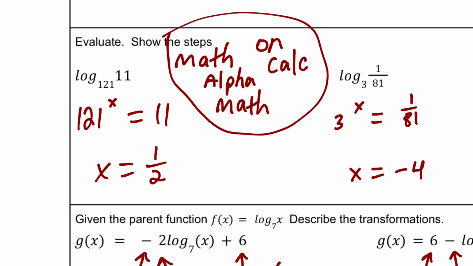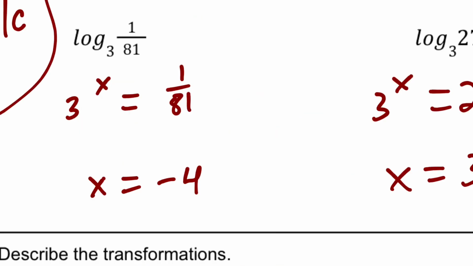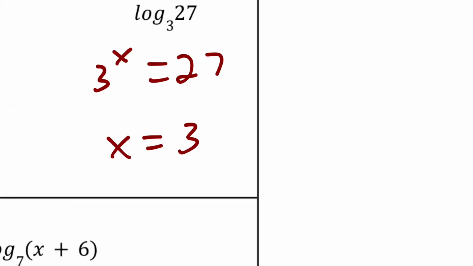If you want to solve this next section on the calculator, you can press Math Alpha Math, and that's pretty easy. Works really well. You can also think about 121 to what power gives you 11? Well, that's going to be the square root of 121, so that power is going to be 1/2. 3 to what power is 1 over 81? Well, 3 times 3 is 9, times 3 is 27, times 3 is 81. And it's flipped, so we make it -4. 3 to what power is 27? 3 times 3 times 3 is 27. The answer is 3.